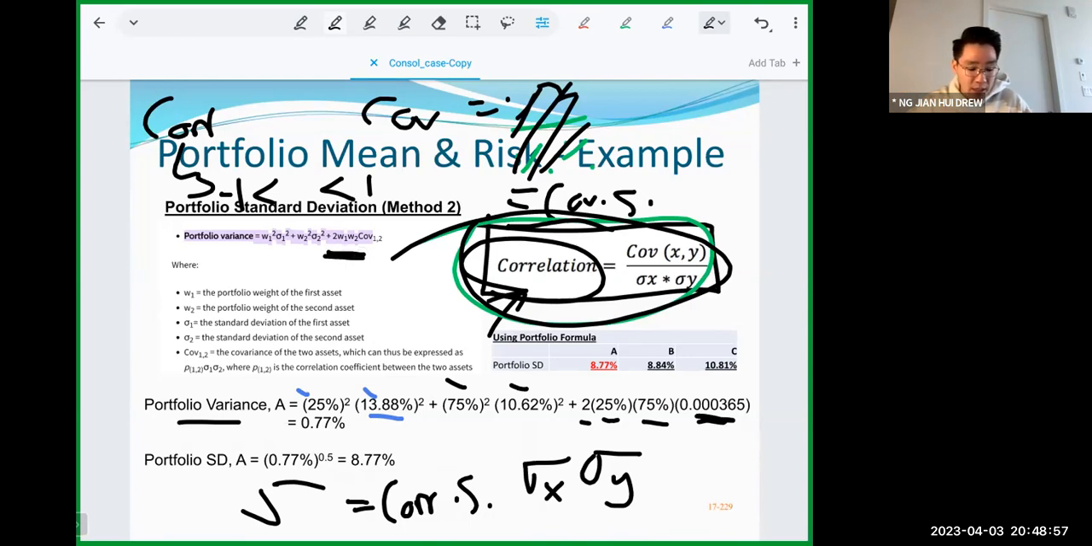Now, simply by looking at this formula, the portfolio variance, would you prefer the covariance to be a positive number or a negative number? So question: simply by looking at the portfolio variance formula that I've explained, would you prefer your covariance to be a positive or negative number?